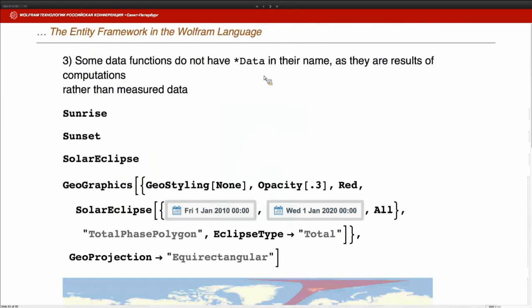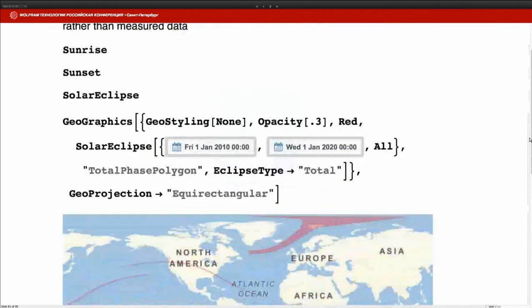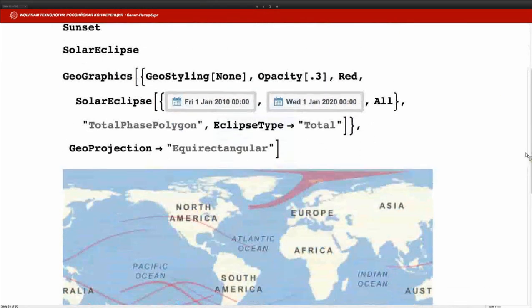Then there are functions that do not even have star data in their name, but they basically are star data functions. But it would have been too strange to put them in their name. For instance, sunrise. We want to know when the sun rises. It's not sunrise data. While one could argue that in the past it has been recorded, it is the data. There's no reason to doubt that in the next few hundred years the sun will still rise according to the laws of Kepler. And then there are things like solar eclipses.